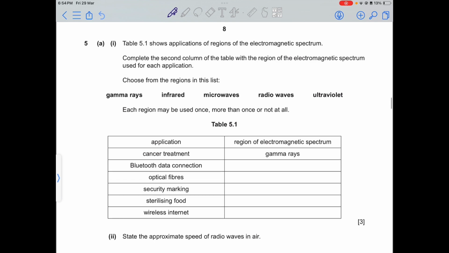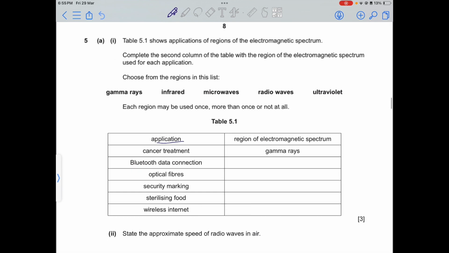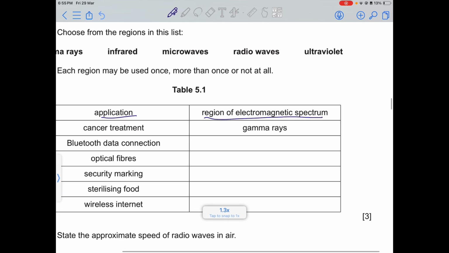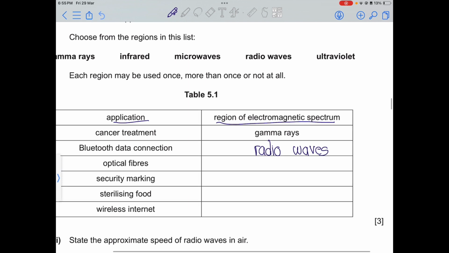Moving on, here we are given some applications and the regions of the electromagnetic spectrum which should apply to them. You can use each once, more than once, or not at all. This is a new topic, and you should always learn these properties well because they haven't been asked in many papers, I believe. Bluetooth radio connection, you use radio waves. Why do you use them? Because they can penetrate through walls and only require a short aerial for transmission and reception. However, they are weakened by passing through walls. Optical fibers, infrared, because they can undergo total internal reflection, which is important in optical fibers.